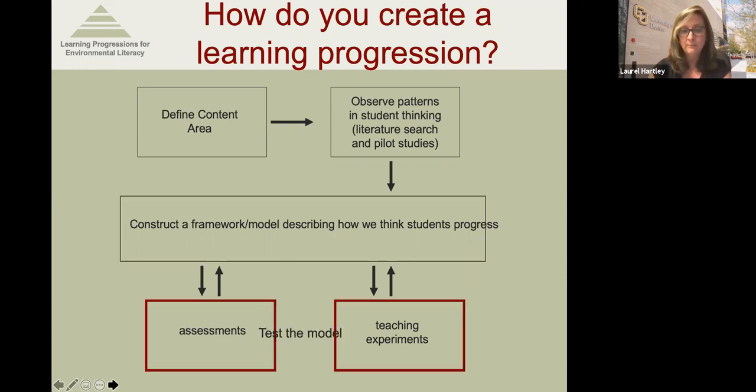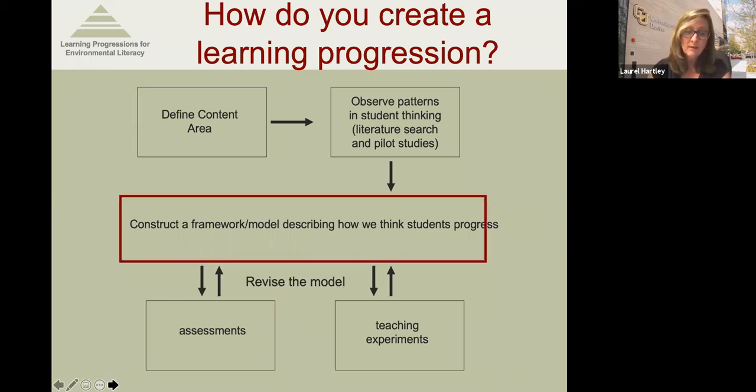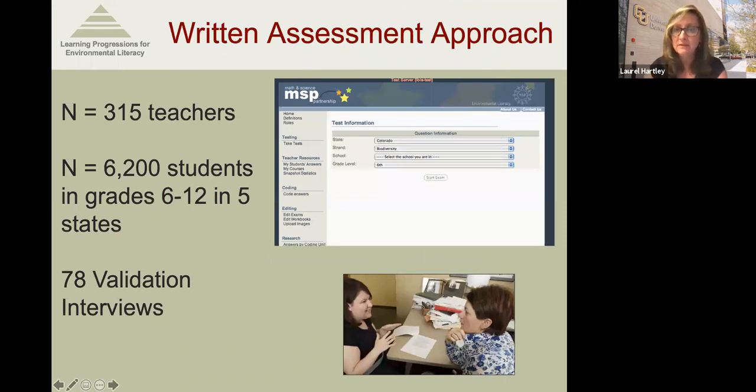And then you test that model by doing assessments and teaching experiments. And then you refine the model, revise it based on what you learn. Then you test it again and revise it. And we did 5 cycles of revision for our learning progression. We had 2 approaches, a written assessment approach and an interview approach. We had a very large sample of 315 teachers and over 6,000 students in grades 6 through 12 in 5 states. And we asked them lots of questions. And then we did some validation interviews, which are slightly different than the interviews I'll talk about in a minute.